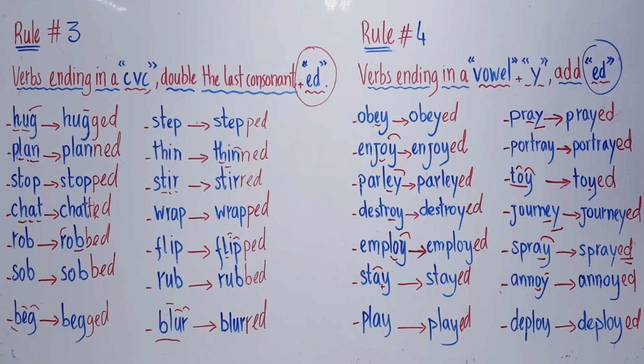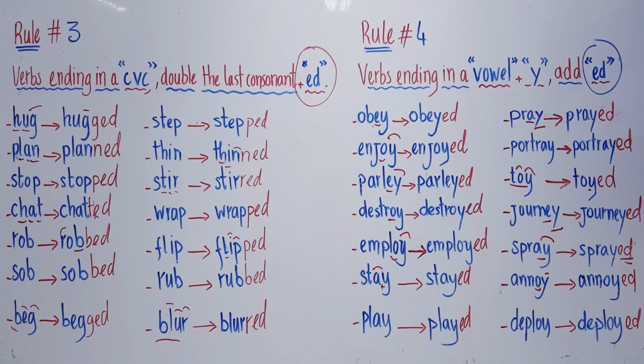Stopped. Chat. C, H are consonants, A is a vowel. T is the last consonant. So, no way, we don't forget it. Okay? Double the last consonant, e and d. Chatted. Okay, chatted.